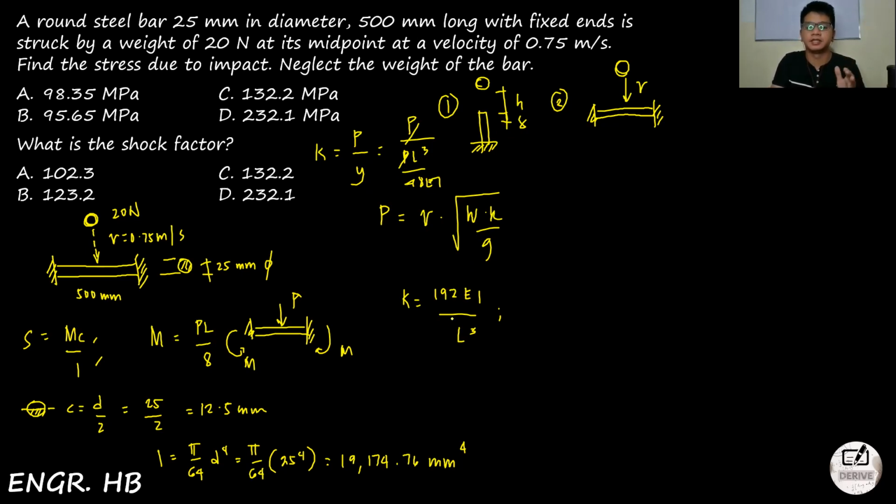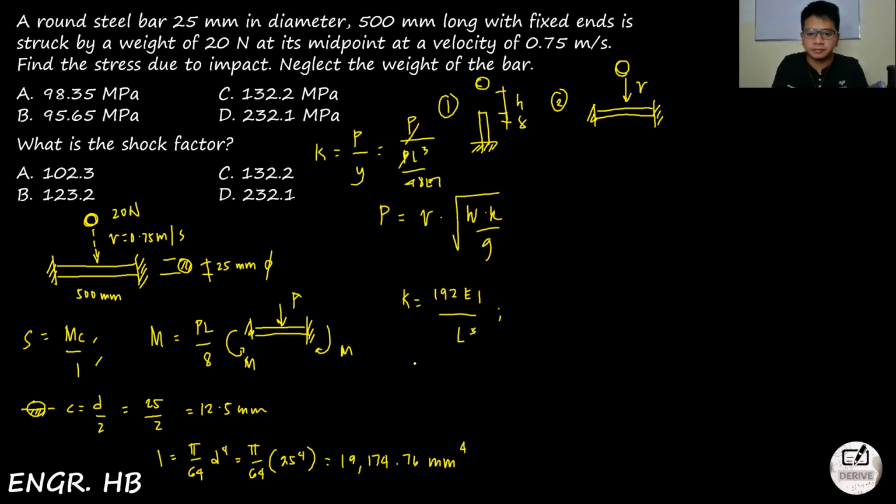So, kaya naging ganito. Of course, G is our acceleration due to gravity. W is yung weight ng pinukol or bumagsak. And of course, V is the velocity. So mamaya na natin ayusin yung unit analysis.